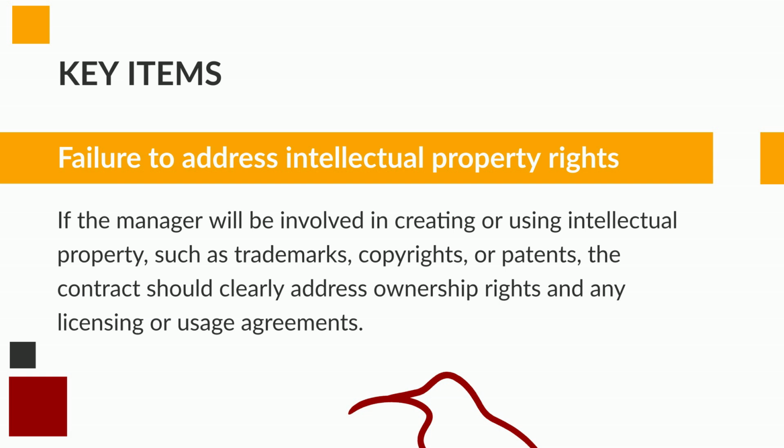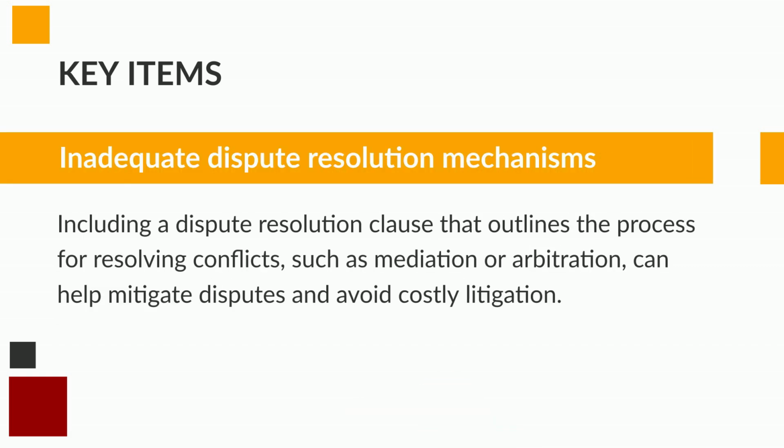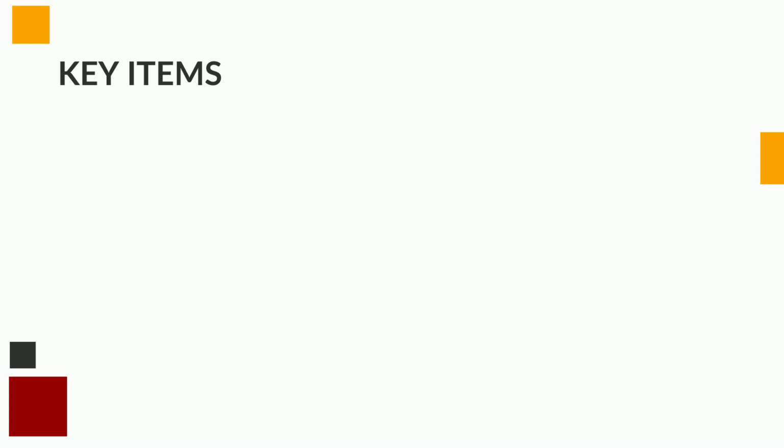Failure to address intellectual property rights. If the manager will be involved in creating or using intellectual property, such as trademarks, copyrights, or patents, the contract should clearly address ownership rights and any licensing or usage agreements. Inadequate dispute resolution mechanisms. Including a dispute resolution clause that outlines the process for resolving conflicts, such as mediation or arbitration, can help mitigate disputes and avoid costly litigation.